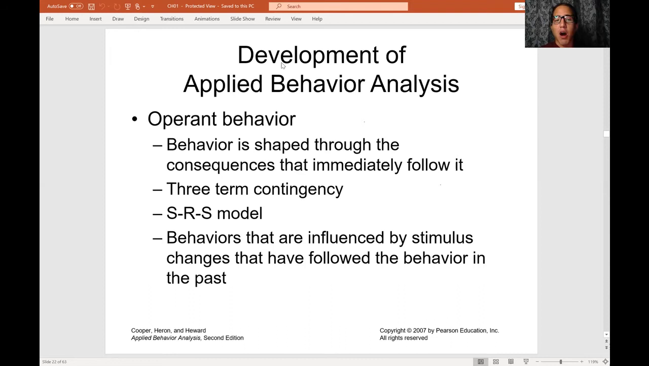Now, then we have operant behavior. Operant behavior is behavior that is shaped through the consequences that immediately follow it. The three-term contingency model was born, which is a stimulus that comes before the behavior itself, the response, and then another stimulus. And the behaviors are influenced by the stimulus changes that have followed the behavior in the past.